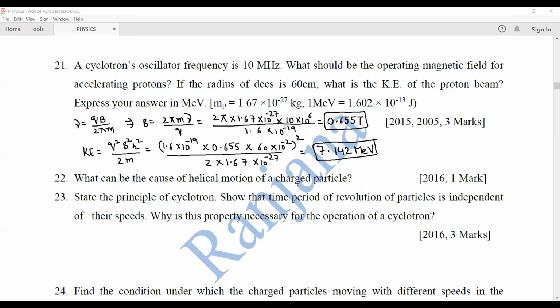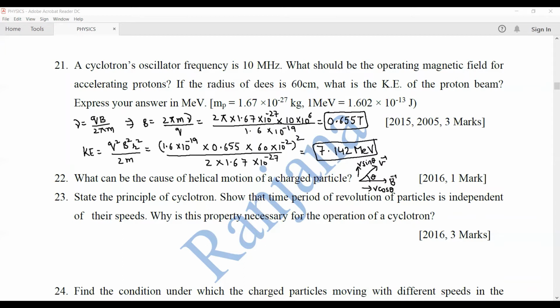Question number 22 is, what can be the cause of helical motion of a charged particle? Whenever the charged particle enters at an angle theta with the magnetic field, then it describes a helical path. That is, the particle will be moving in a circular path as well as moving forward, because V can be resolved into two components. Along V, the component of the velocity is V cos theta, and perpendicular to it is V sin theta.